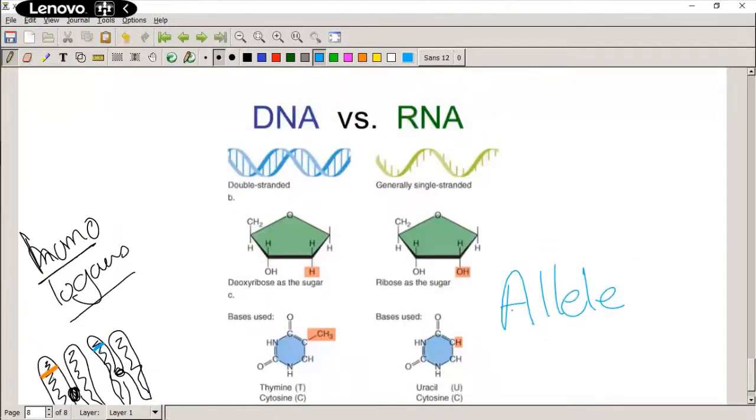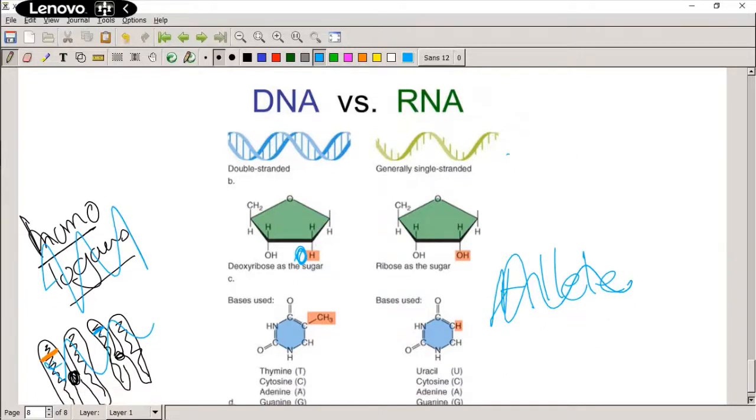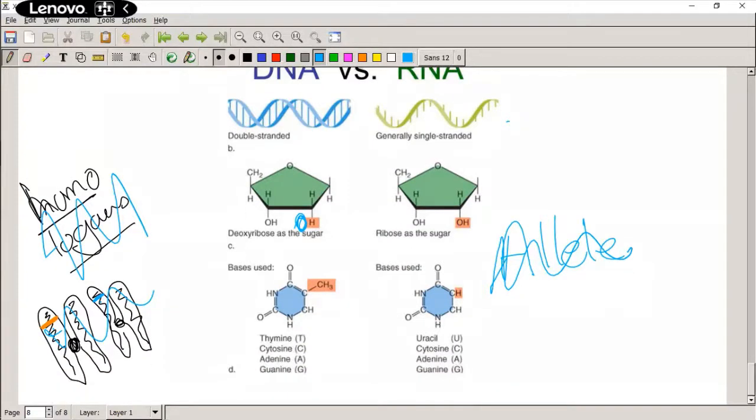Here is just the same, but in diagram form: double-stranded versus single-stranded. Deoxyribose versus ribose, you can see one less oxygen. The oxygen's gone, that's why we call it deoxyribose, without that oxygen. So one less oxygen in the sugar. And then thymine, you can see over here the differences. Thymine has a CH3 over there, but uracil only has an H instead of a CH3.